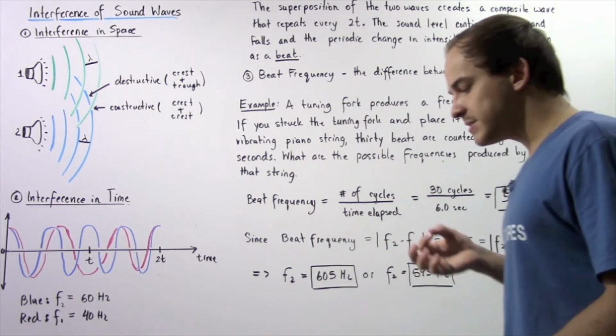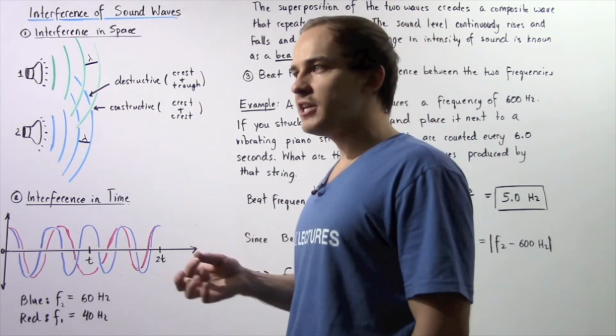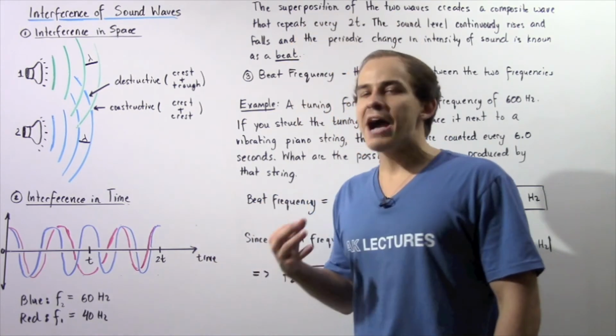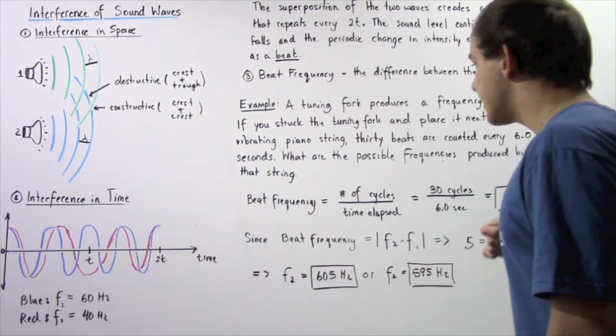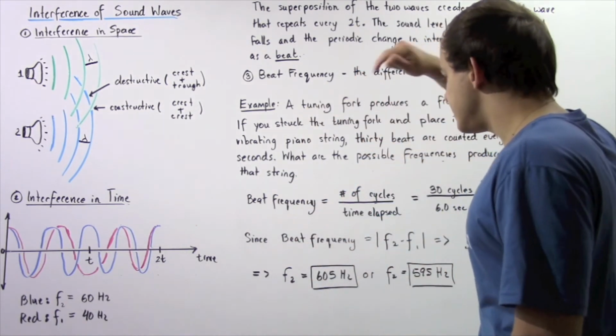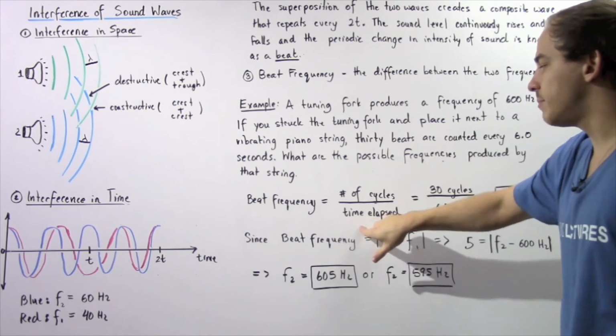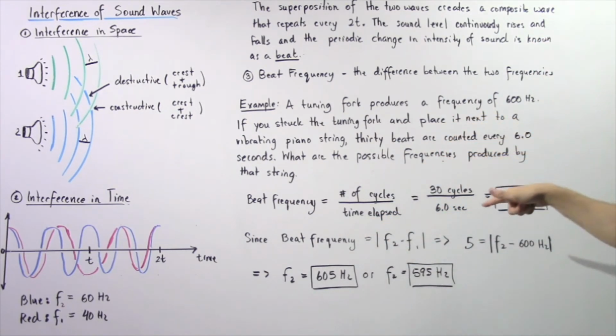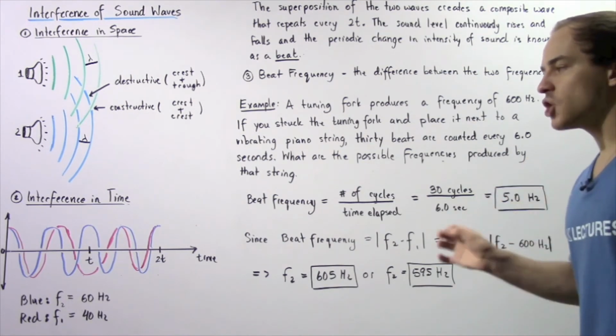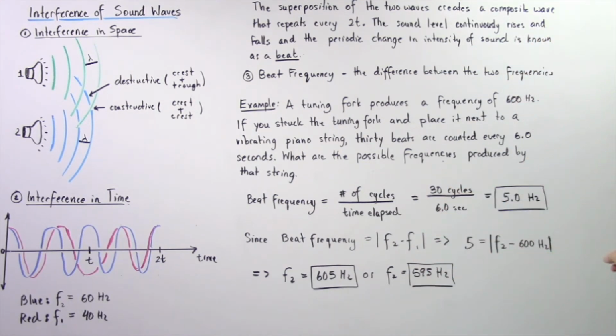So our first step is to calculate what the beat frequency is. In other words, how many beats, how many cycles are heard every single second. So beat frequency is simply the number of cycles divided by time elapsed. So 30 beats or 30 cycles divided by 6 seconds gives us 5 hertz. So 5 beats are heard every single second.